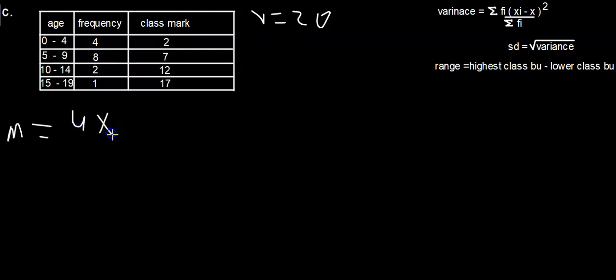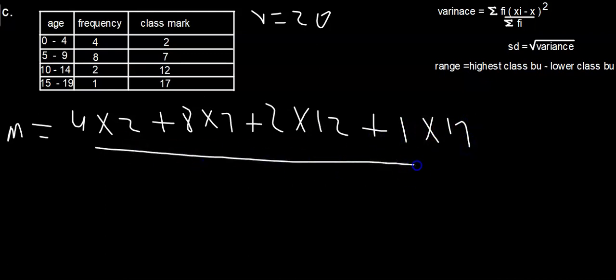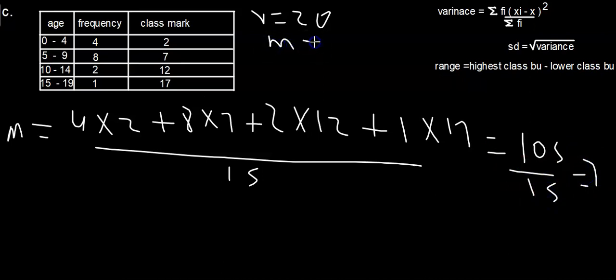So it will be 4 times 2 plus 8 times 7 plus 12 times 12 plus 1 times 17. This whole thing will be divided by the sum of the frequency, which is 15. When I multiply this whole thing, I get 105, and 105 divided by 15 is 7. So the mean is 7.